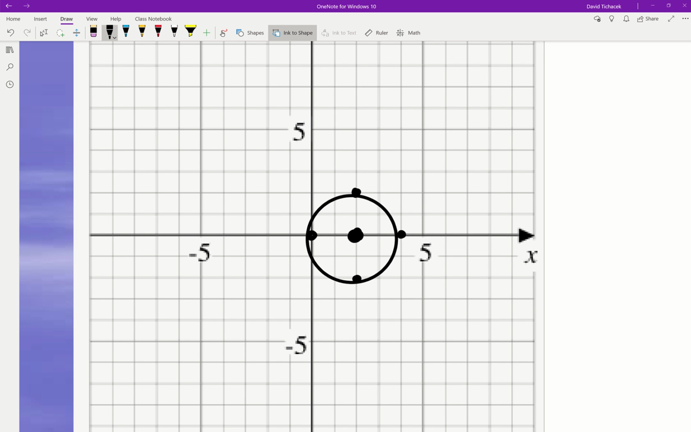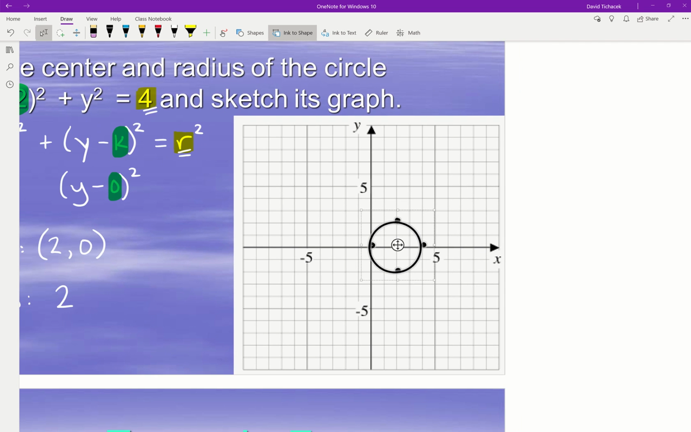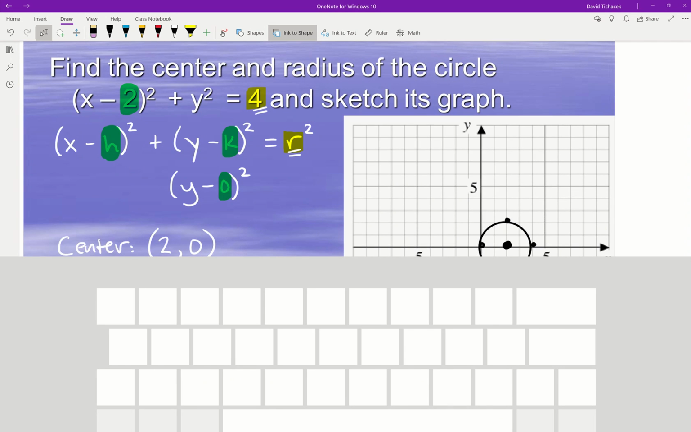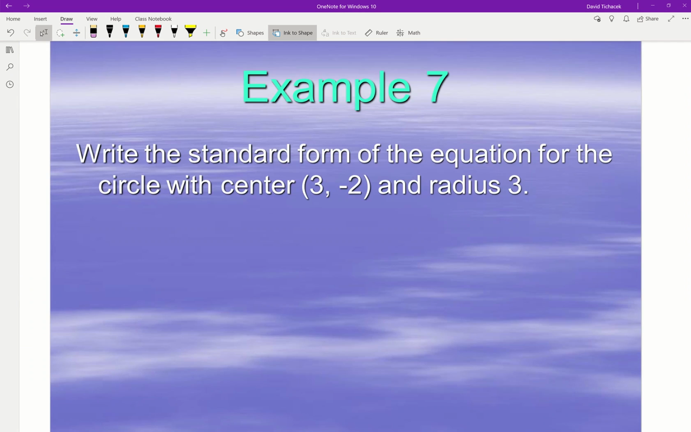And since I have my ink to shape tool on, it's doing its best job to try to go ahead and draw that circle there for me. So something that looks a little bit like that would be what we would want to go ahead and produce for the graph here. Okay, so you can graph circles. Again, they always have that general shape. And so let's go ahead and take a look at another example where that might come up here, right?